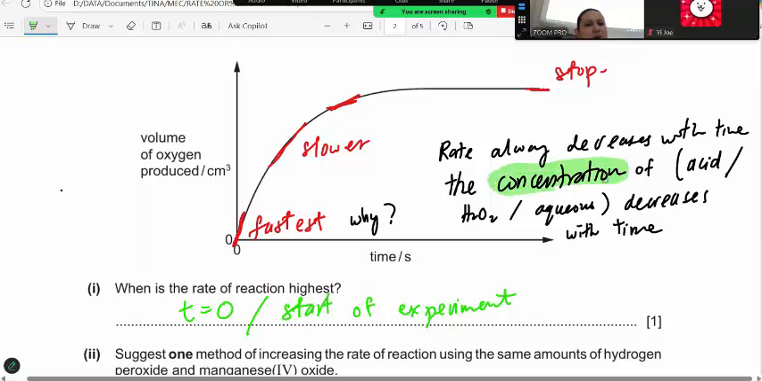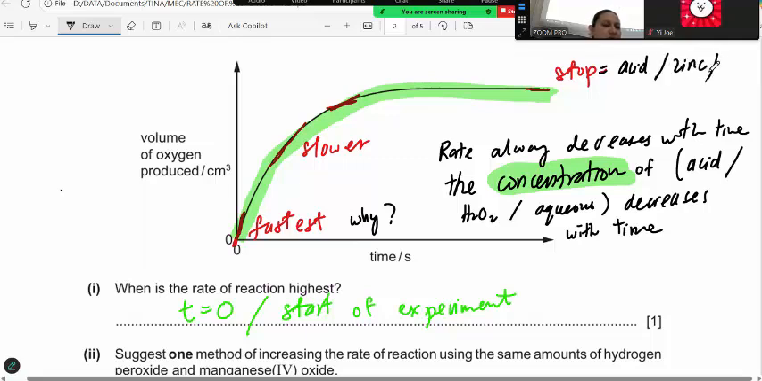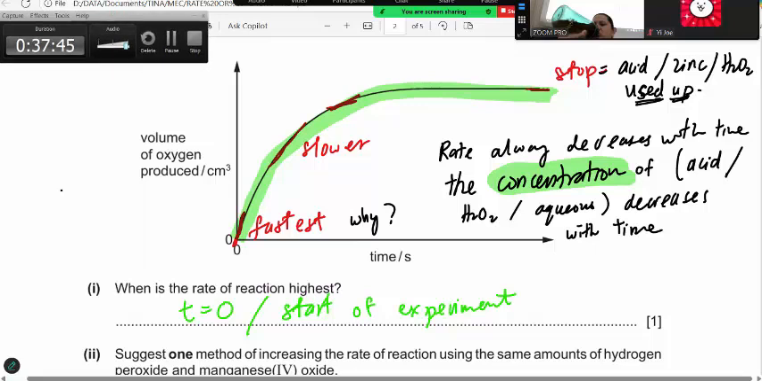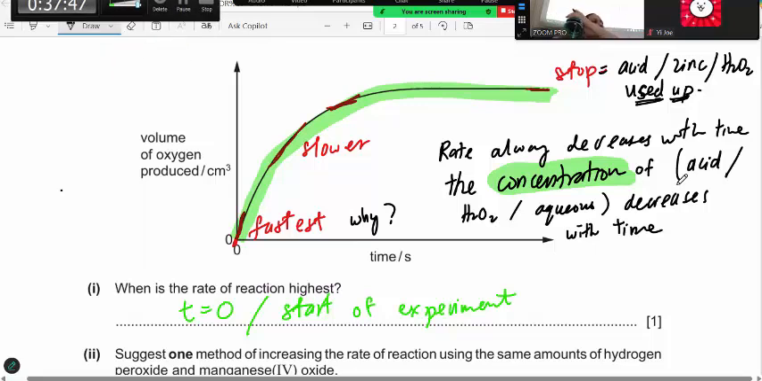So the reason why in one reaction it becomes slower, slower, slower, then stops is because of concentration. It stops because something is used up. So it depends what is used up, whether the acid or the zinc or the hydrogen peroxide. You must read the question and see what is used up. Sometimes it's only one reactant, so that one reactant is used up. If it's acid and zinc, then you must see which one is used up. Can you understand? Yeah.